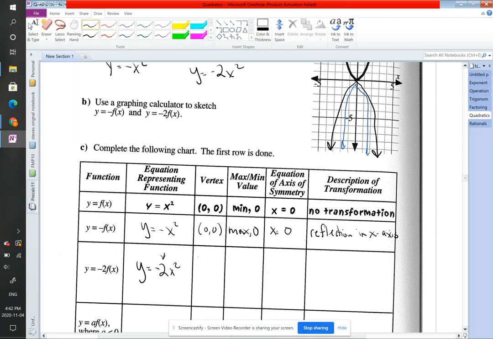So again, our vertex is 0, 0. We have a maximum at y 0. Our equation of the axis of symmetry is still x is equal to 0. So now we have a reflection in the x-axis and a vertical stretch by a factor of 2. Let's write that. That's better wording, sorry. Vertical stretch by a factor of 2.